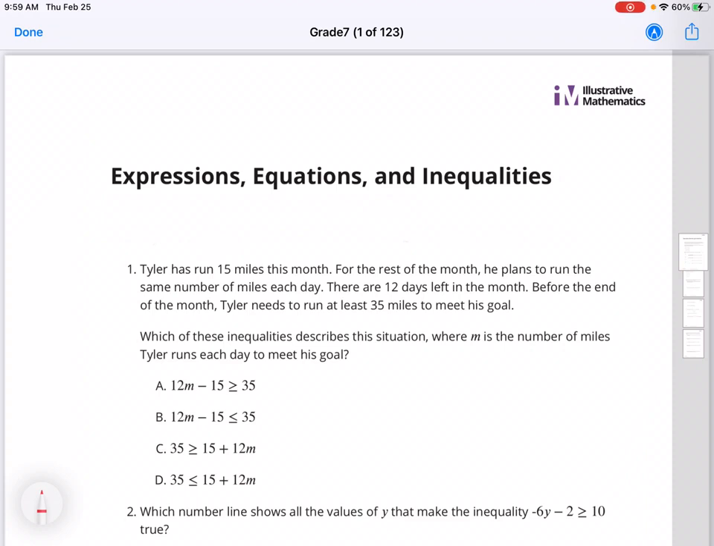Hey, so this is a review of Unit 6, and this will be similar to what your test questions will be.